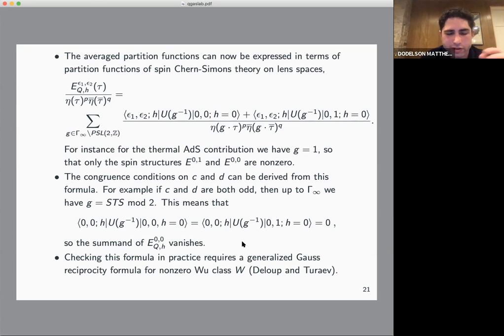So you can actually check this formula in some special cases, but you have to use some generalized Gauss reciprocity due to Deloup and Turaev. Okay, so that was the spin case. Any questions about that?